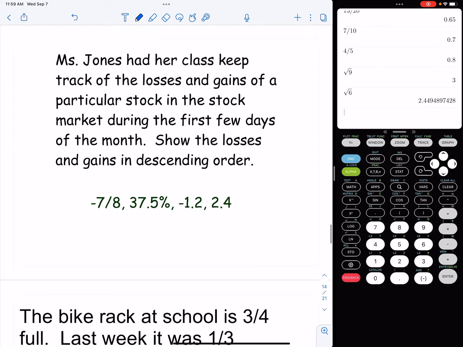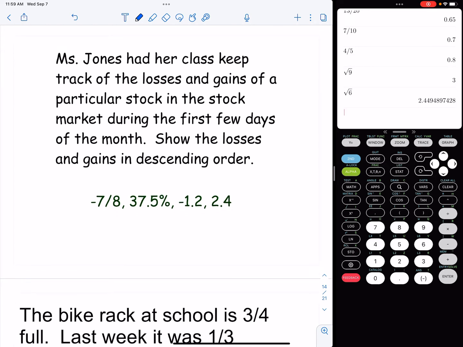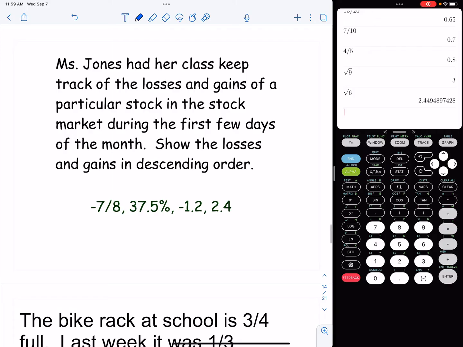Now we do have another one here that's kind of an interesting one, a percentage. So what do we do with a percent? Well, we know for a percent, to change it to a decimal, I just move the decimal over 2 places to the left and take away the percent sign. So it's not difficult either.